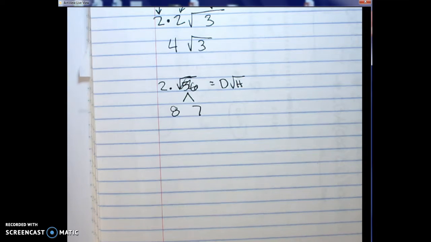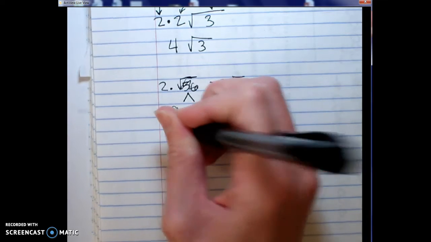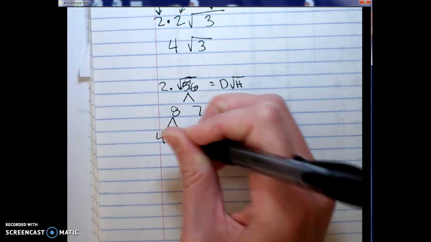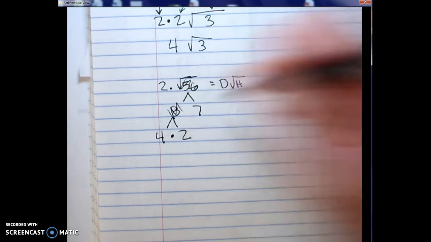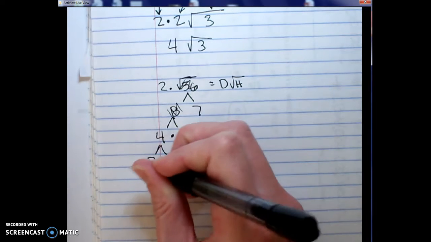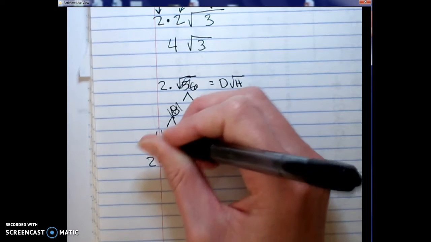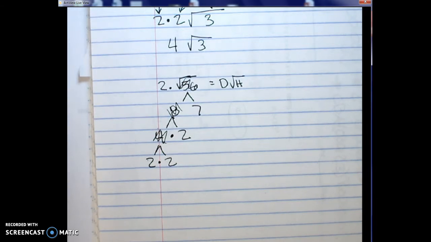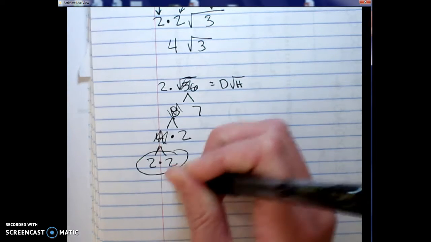Now I can break down 8. 8 is 4 times 2. So I scratch off the 8. I can still break apart my 4. 2 times 2. And I scratch off the 4. I can't break apart 7 any further. It's 7 times 1, and I don't care about 1s. So now that I have my list, my small factors, are there any pairs? Yes, I have a pair of 2's at the bottom of my list.